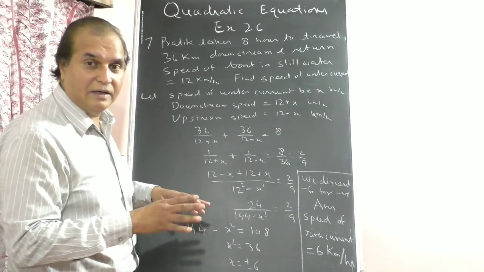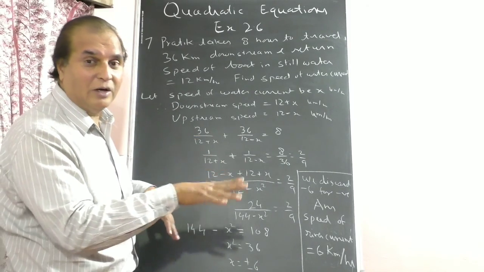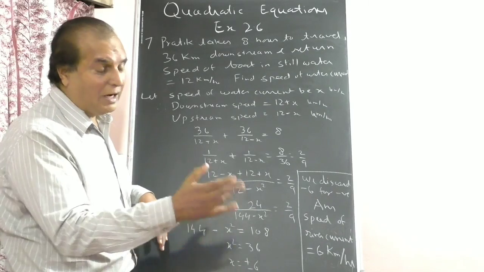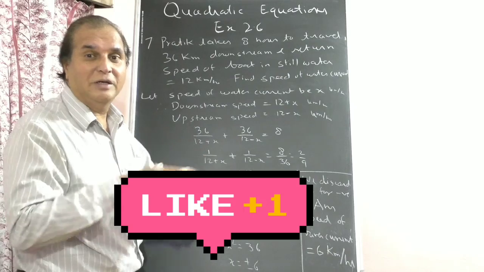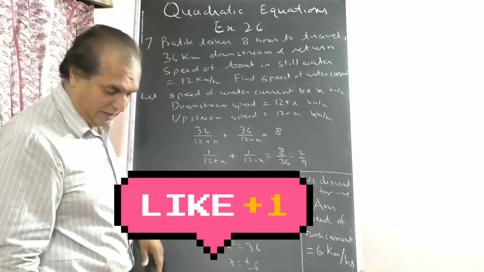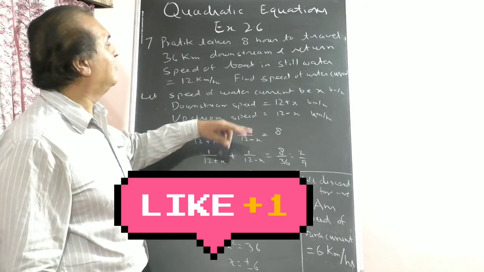Okay, you have to travel downstream, you go fast because you go along with the speed of water. Upstream you go slow, because water and your speed oppose each other. Getting? So relative speed decreases. Okay, you have to find the speed of the water current.